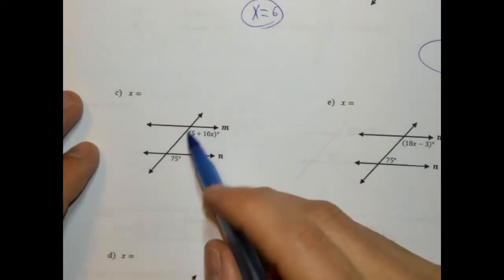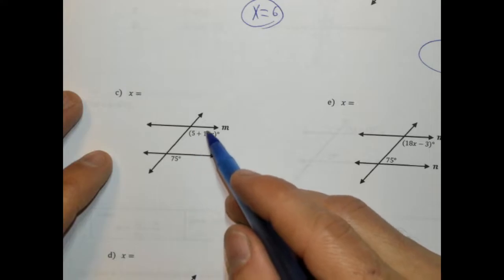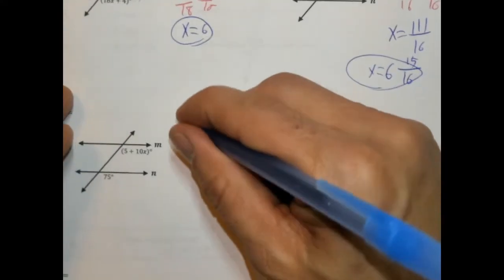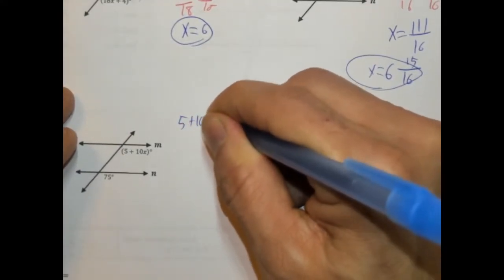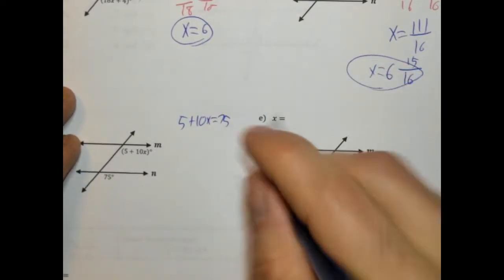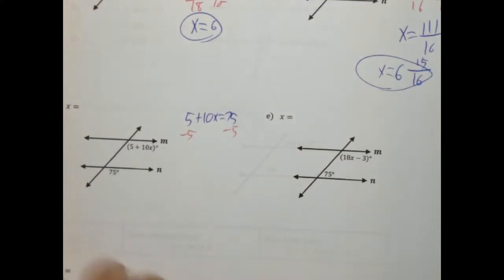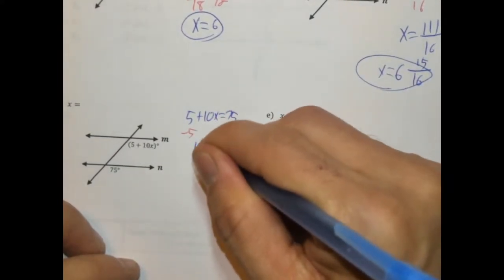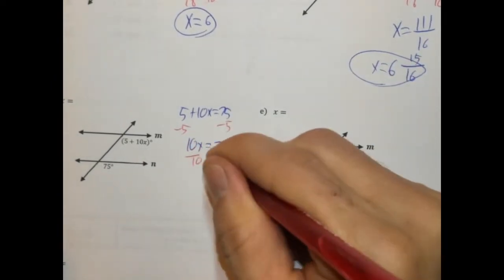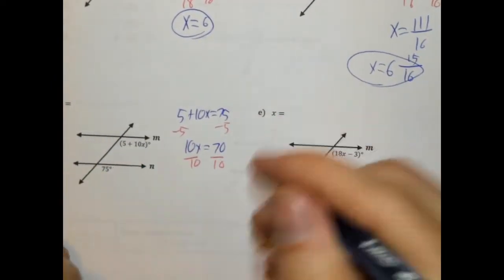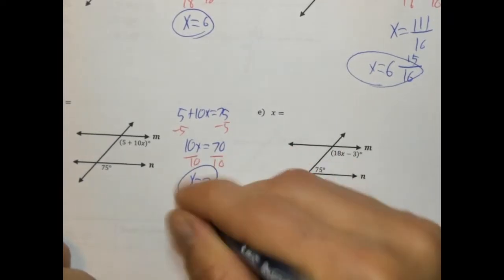Over here, these are corresponding. They're going to be the same because these lines are parallel. So 5 plus 10x equals 75. We're going to subtract 5 from both sides. This is more like it. 10x equals 70. Divide both sides by 10. X is going to be equal to 7.